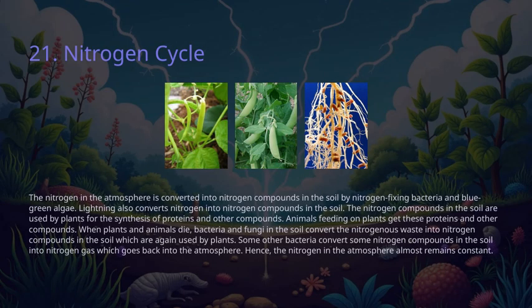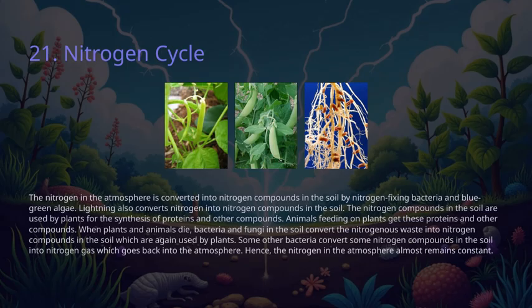Let's talk about the nitrogen cycle. The nitrogen in our atmosphere, which makes up about 78% of the air we breathe, doesn't just stay there. It gets converted into nitrogen compounds in the soil through a fascinating process involving nitrogen-fixing bacteria and blue-green algae. These tiny organisms play a crucial role in making atmospheric nitrogen usable for living things.